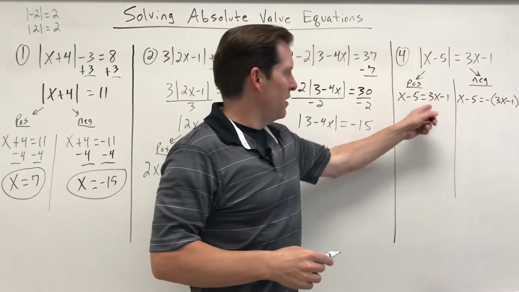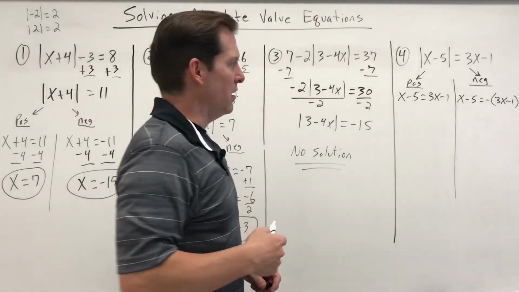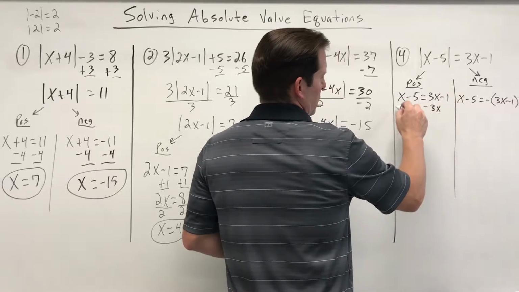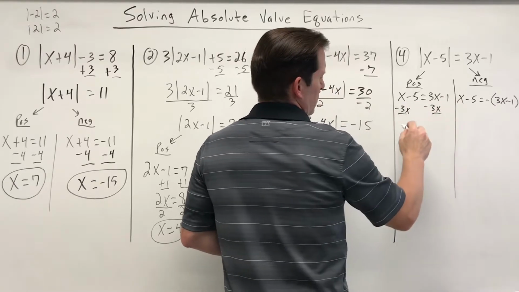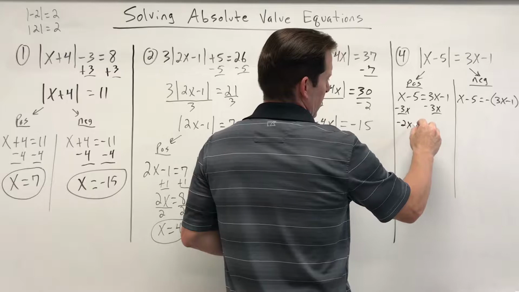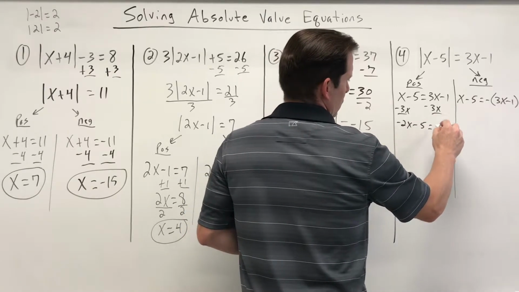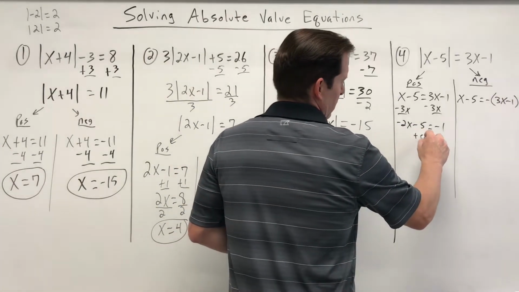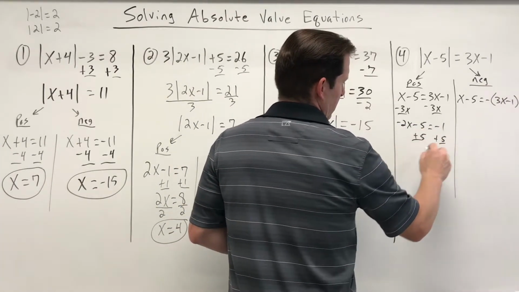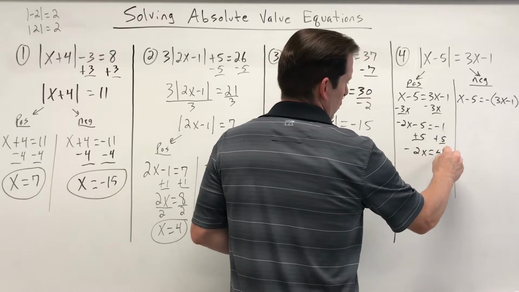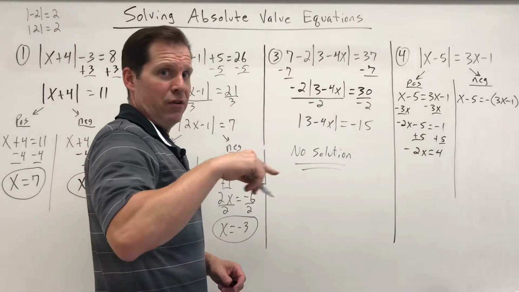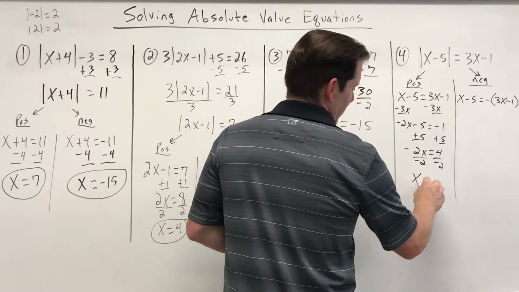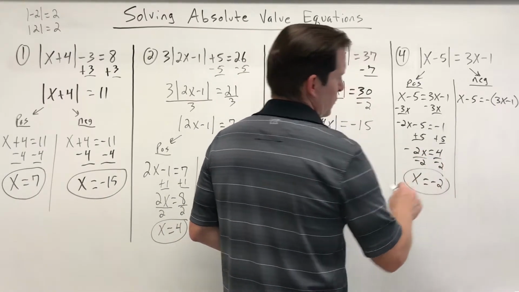So now I just got to get the x to one side by itself and then continue to solve that through. So I'm going to subtract 3x. I'll just move it to this side. So that gives me negative 2x minus 5 is equal to negative 1. Then I'm going to add 5. So negative 2x is equal to 4. And then I'm going to divide both sides by negative 2. So I get x is equal to negative 2. So there's one of my answers right now.